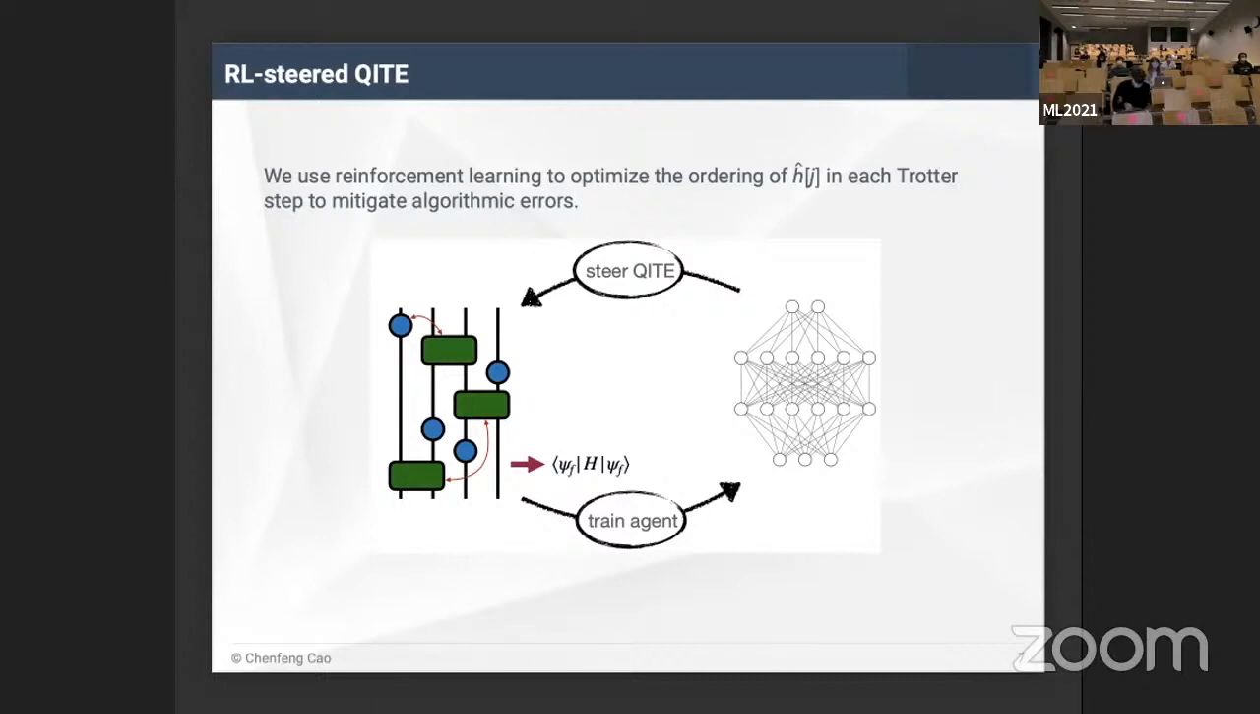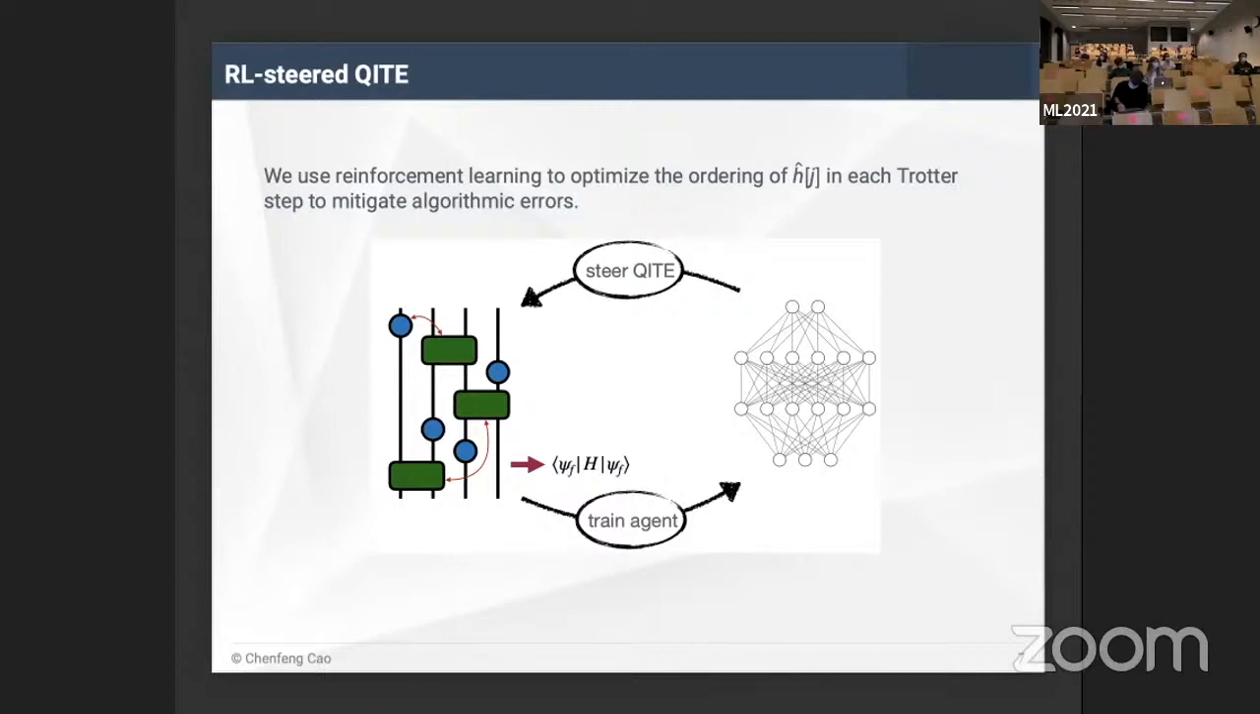The agent is realized by the neural network shown in the right part. It observes the sequence in QIT, inputs this information, and outputs the actions. The actions will modify the ordering. Then we run QIT on a quantum computer with the updated ordering, measure the energy of the final state, then input this information to the agent again, and the agent will update the ordering again for many iterations. This is the training process.